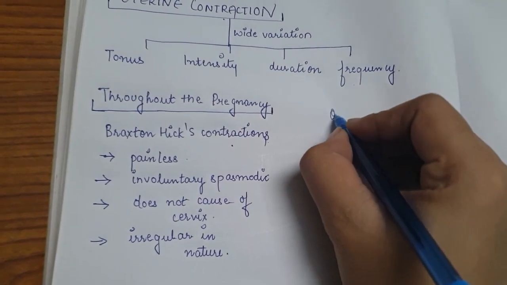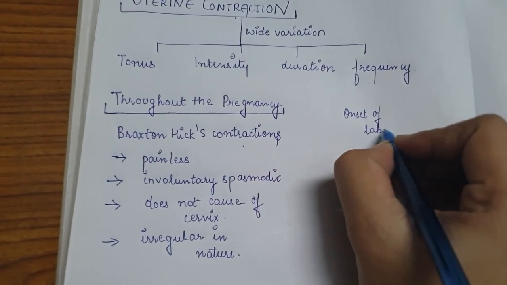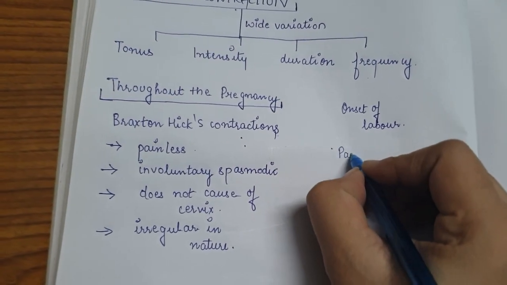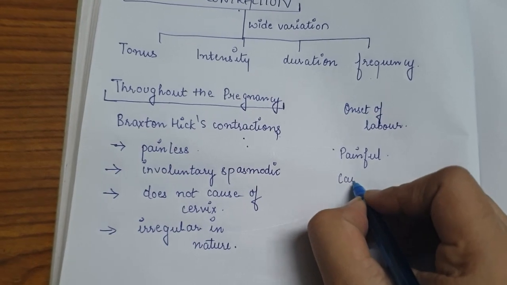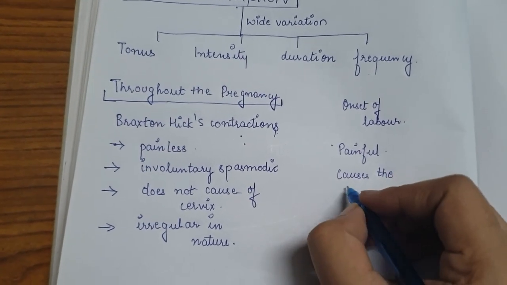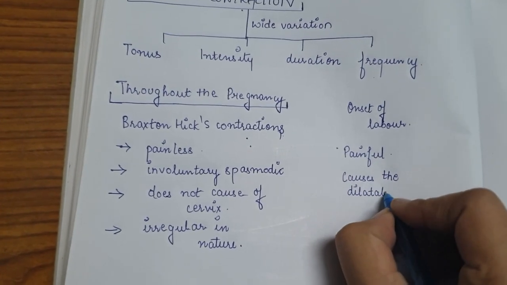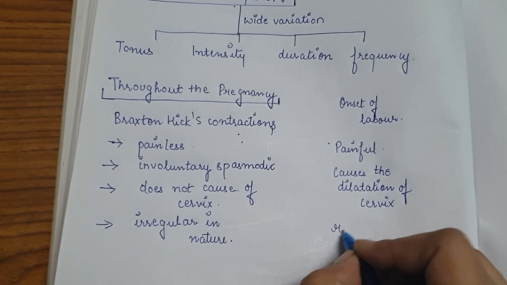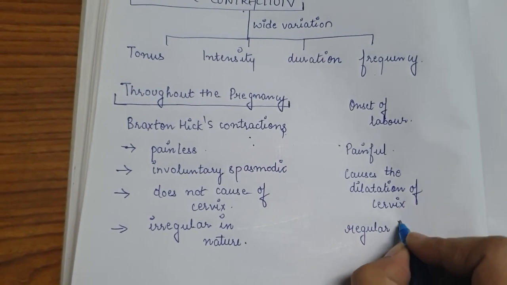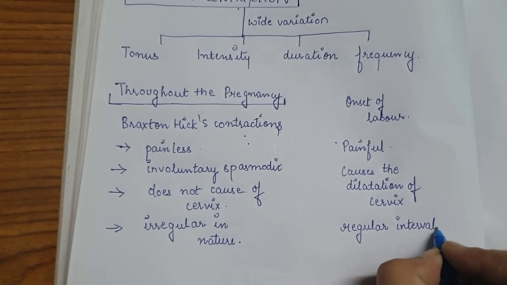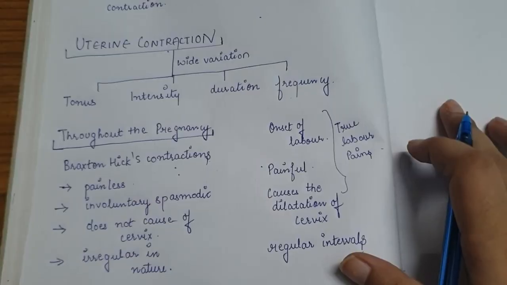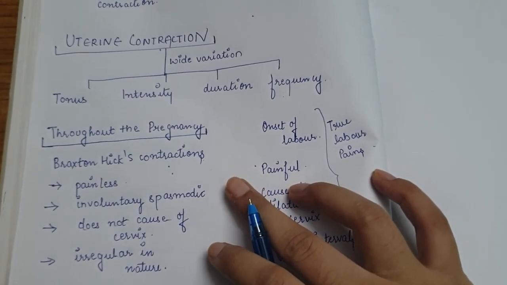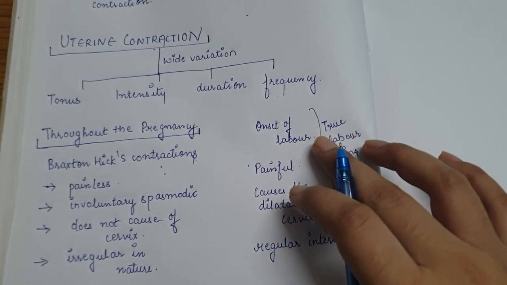But when there is an onset of labor, the characteristics of these contractions change. They become painful, cause the dilatation of cervix, and become regular, or come at regular intervals. So here we just discussed the type of uterine contraction, that is Braxton-Hicks contraction, which changes into true labor pains during the onset of labor.